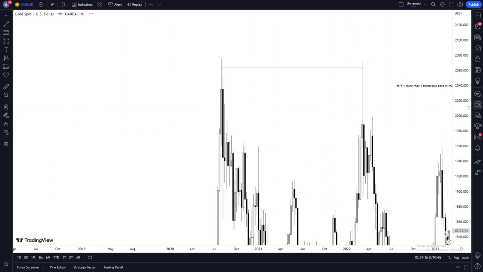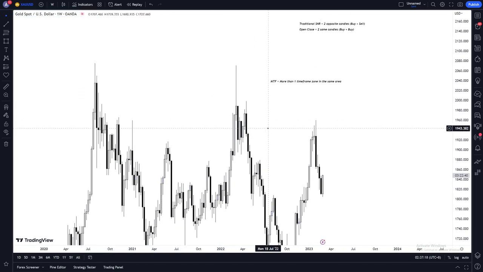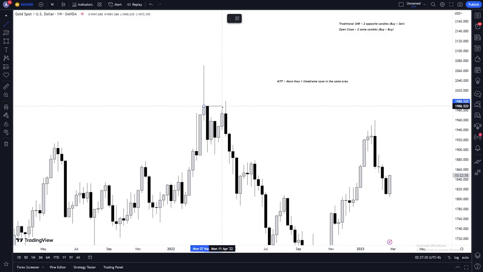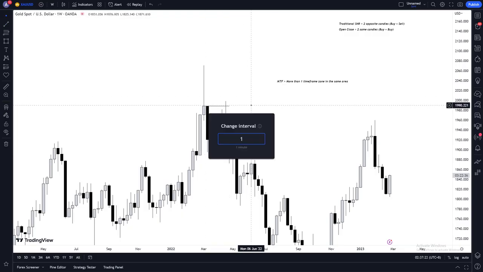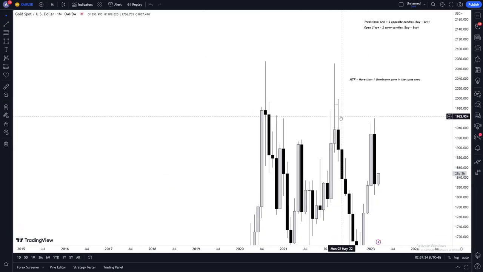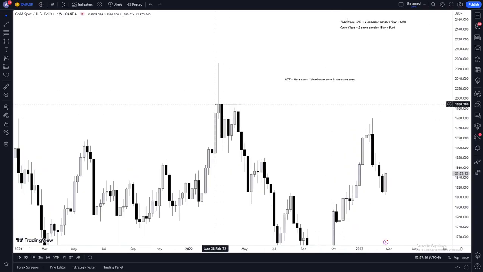So I'll give you another example of an MTF. This is another trade that I'm very proud of. This is weekly, correct? Now let me just go, just for the fun of it, and check whether there's anything on monthly. Oh, okay, nothing on monthly, no problem. So if you were to look at this, weekly, correct?